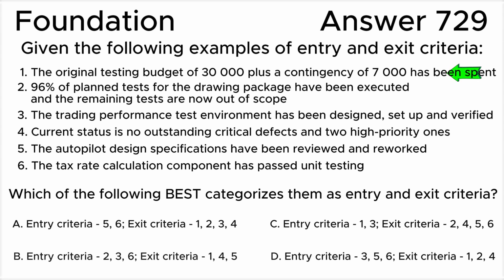Statement 1 is exit criteria. Budget exhaustion is a project-level exit criterion. Statement 2 is exit criteria. Test execution status is a typical exit criterion. Statement 3 is entry criteria. A ready and verified test environment is a classic entry criterion. Statement 4 is exit criteria. Defect status is a classic exit criterion.